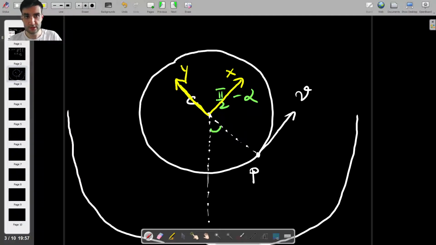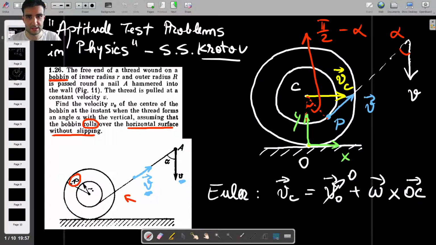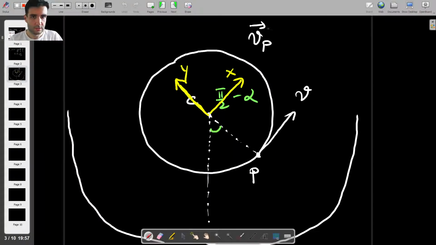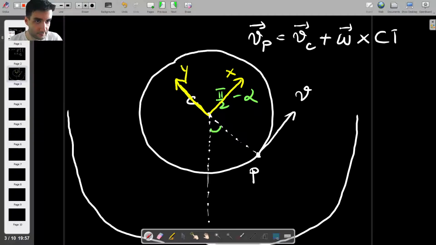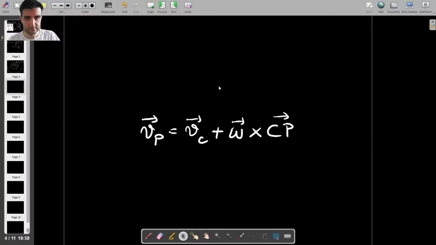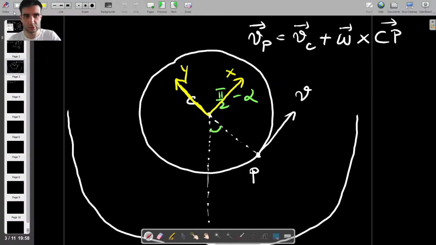So what I'll do now is I'll use Euler's equation again. So I'll write the velocity of point P, right? That's the velocity that we don't know. We just know that the component along the thread is v, which is given to us as the same v as this one here. So we've got Vp is equal to Vc, and then we have plus omega, which is what we're trying to find out, and then cross product with CP. That's the position vector of P with respect to C. Now I'll take this to the next page actually, and we will see what we're going to get.